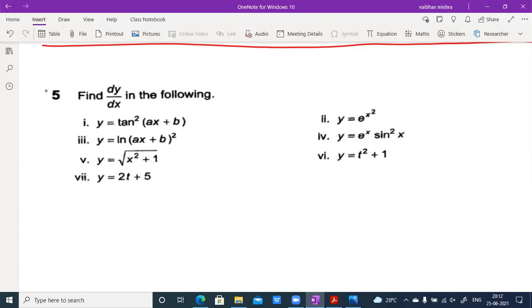ठीक है. So इसमें क्या करना है, सब में किसी एक फंक्शन को t लेना है. जैसे फर्स्ट में एज ए हिंट ax plus b को t लेंगे तो ये फिर tan square of t बन जाएगा. So it is kind of double chain, right? Okay, try.